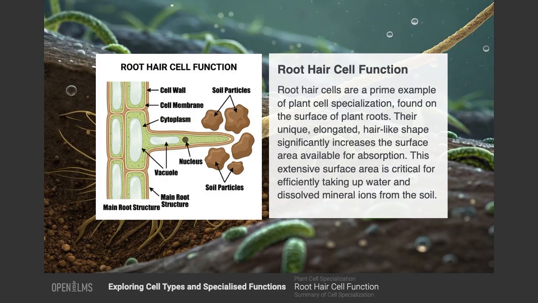Root hair cell function. Root hair cells are a prime example of plant cell specialization found on the surface of plant roots. Their unique, elongated, hair-like shape significantly increases the surface area available for absorption. This extensive surface area is critical for efficiently taking up water and dissolved mineral ions from the soil.